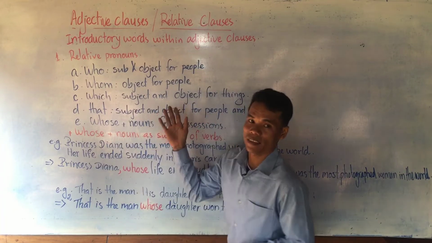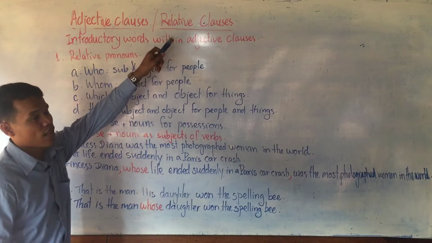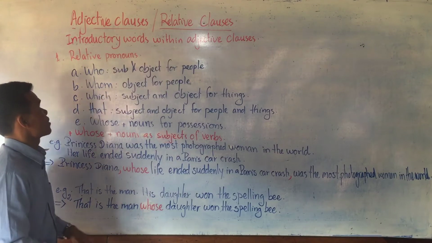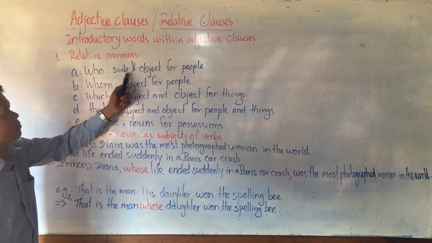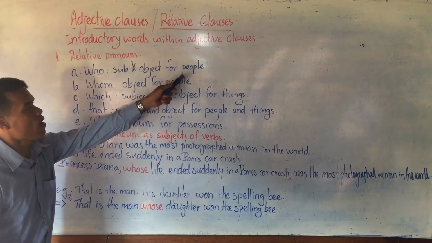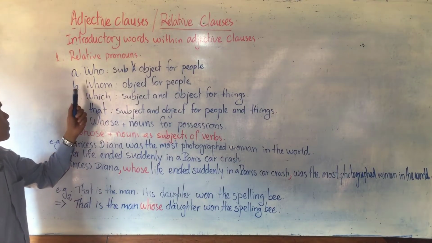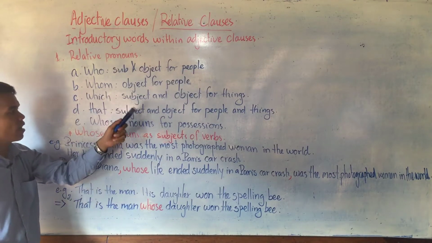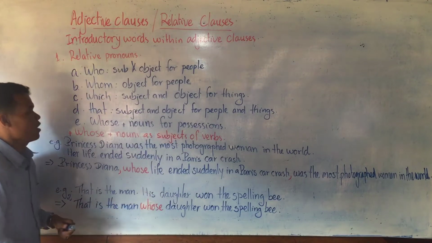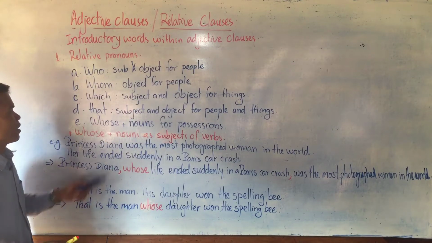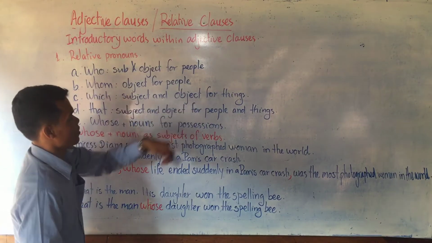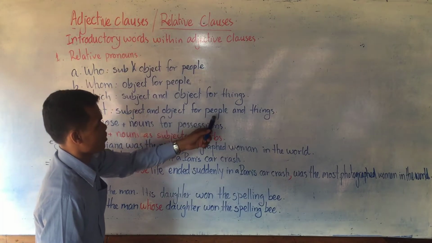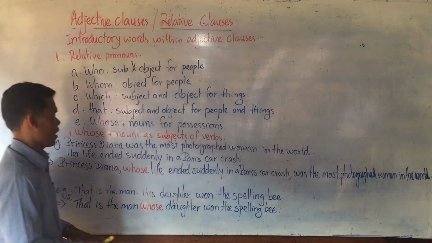Look at the board with me. Adjective clauses or relative clauses, the same thing. Introductory words within adjective clauses: who, as a subject and object, is used for people or for a person. You can write a person or people, up to you. Whom functions as only an object, and it is used for a person or people. Which is both subject and object for things. That functions as a subject and object, and it's used for both people and things.